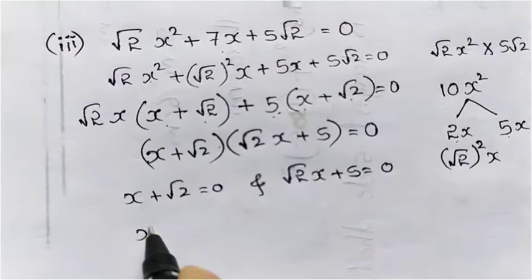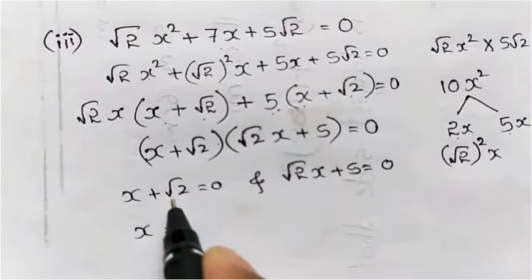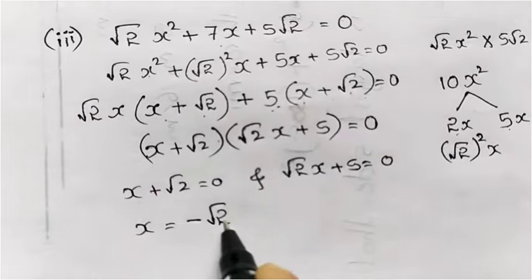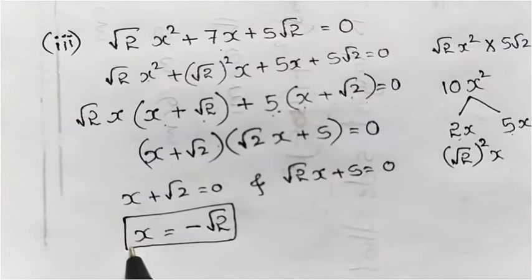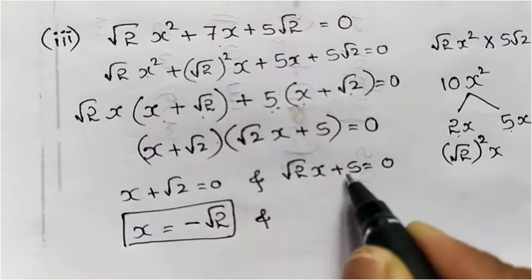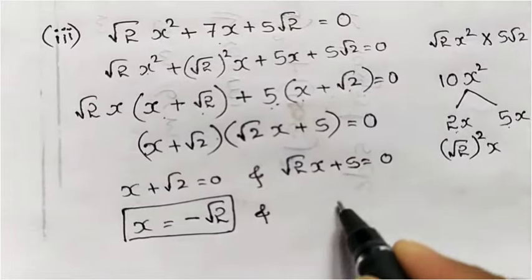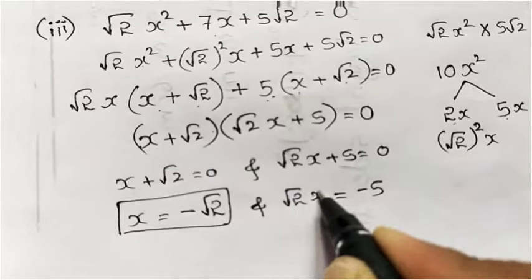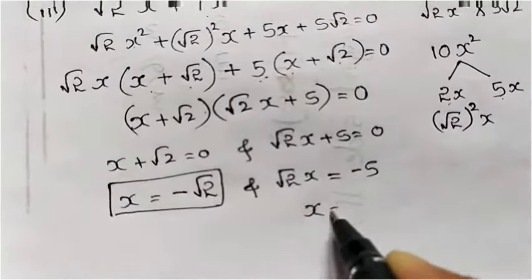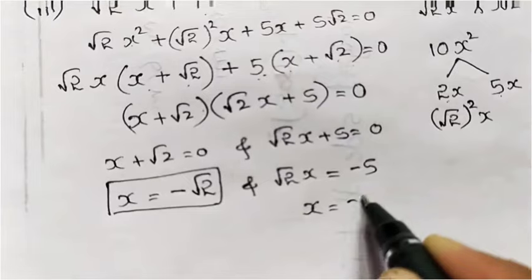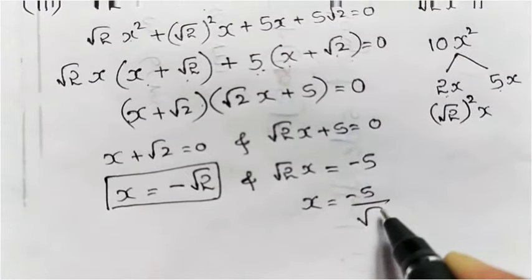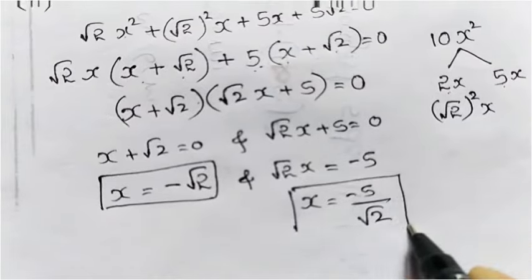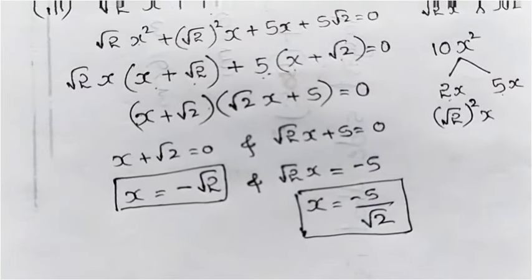Okay, so taking x here only and root 2 on the right side, it becomes minus. So x equal to minus root 2, and here if I take 5 that side, that becomes minus 5. Here root 2x is remaining. So again taking the root 2 that side, that becomes divide. So x equal to minus 5 by root 2. So this is our second root.